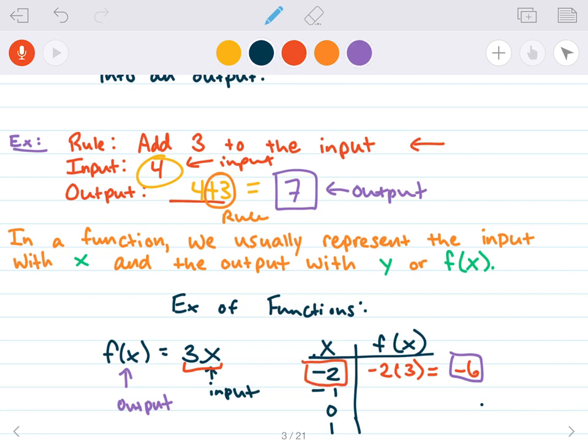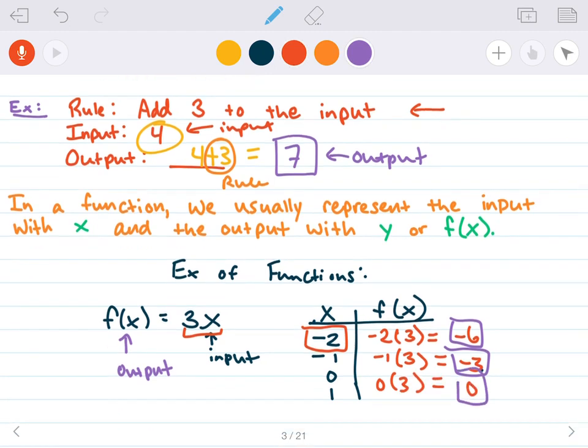Okay, we can do the same thing with the next one. -1 is our input. We apply the rule, which says take the input and multiply it by 3, and we get -3 as our output. We can do it with 0 as well. Take 0, multiply it by 3, that's our rule, and we get an output of 0. And our last one is 1, so our input is 1.